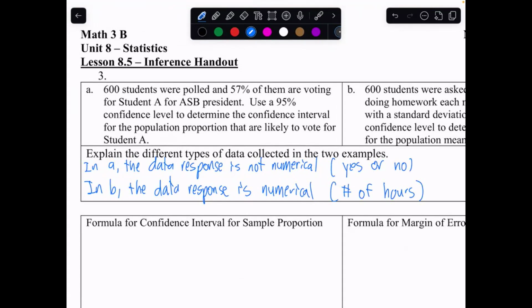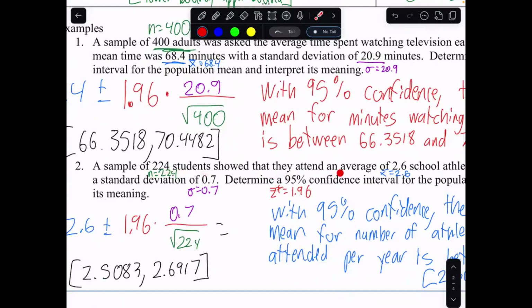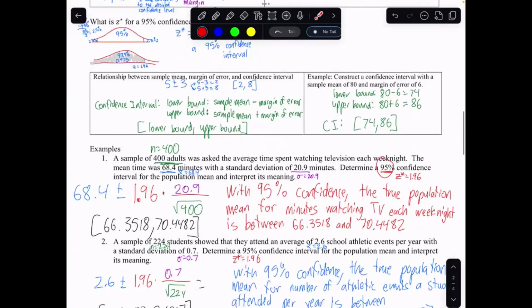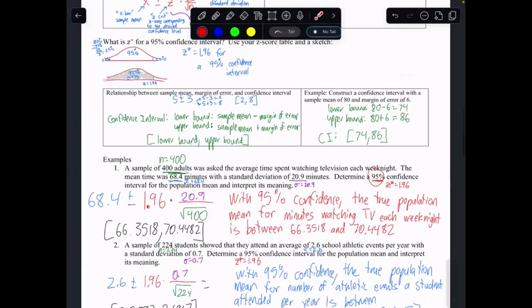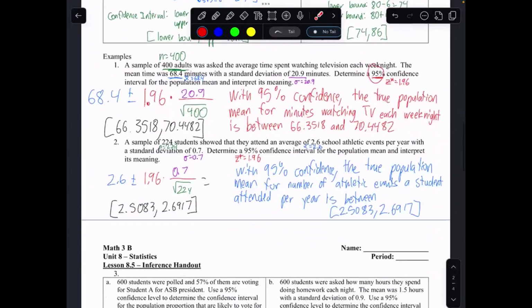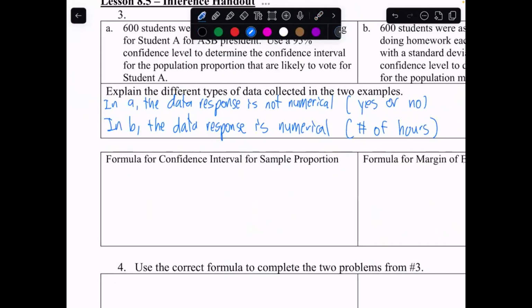Okay, so looking back at the previous page for a moment, right? So this example, the question was, how much time do you spend watching TV? The answer is a number of minutes. Over here, the question is, how many athletic events do you attend per year? So the answer is a number of athletic events. Okay, so the previous formula is used when the data is numerical, right? That's what we call sample mean. Okay, but when the data is not numerical, you instead have what's called a sample proportion.